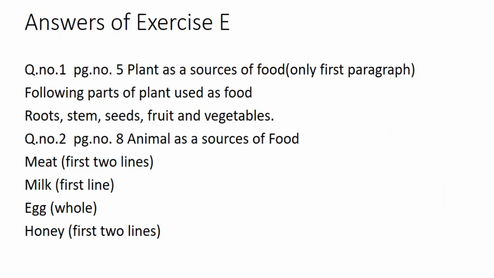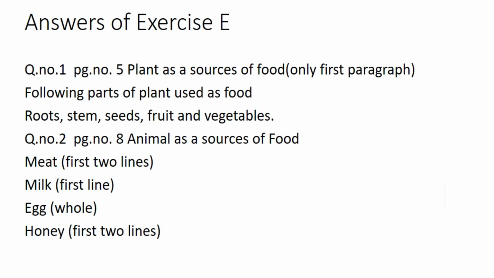Your question number 1 is, what food do we get from plants? On page number 5, you will find the heading Plants as a Source of Food, and you will write the first paragraph. Different parts of a plant are sources of food for living organisms. We eat the stems, roots, leaves, and flowers of different parts. We get vegetables, fruit, pulses, cereal, spices, and beverages from plants. There are around 2,000 plant species which are cultivated for food. With that, you are going to add the following parts of plants used as food: roots, stems, seeds, fruit, and vegetables.